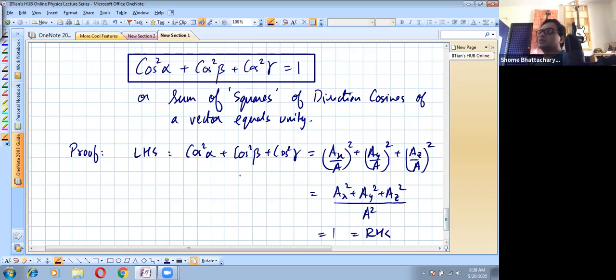So as long as we are okay with the formula of the direction cosine, that cos alpha is ax by a, cos beta is ay by a, and cos gamma is az by a, this totally makes sense. And you can also check for the two or three questions we have done that this identity will hold true for the direction cosines that we got over there.